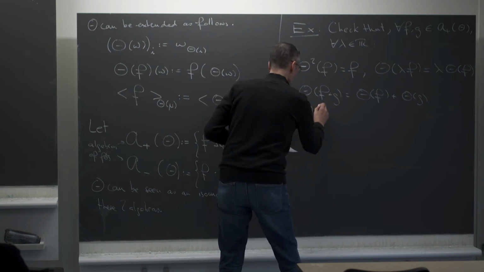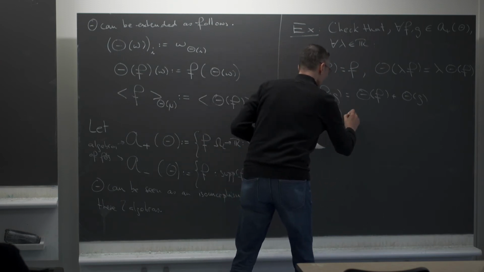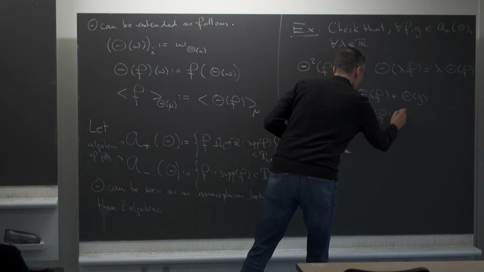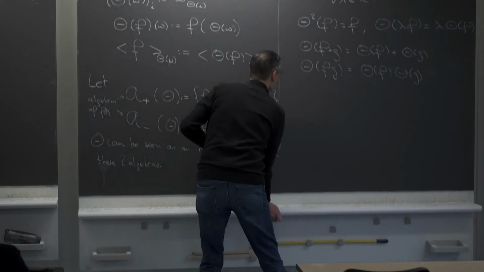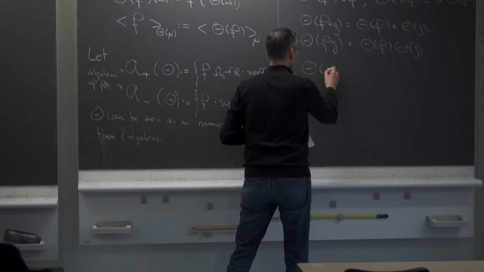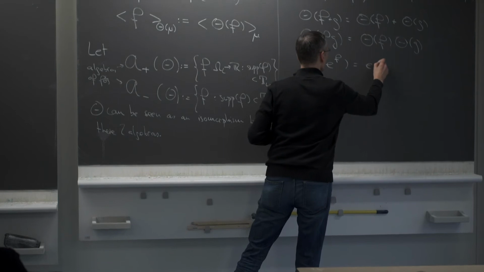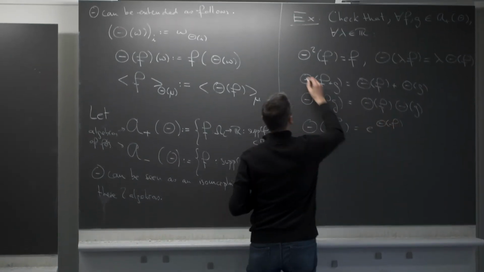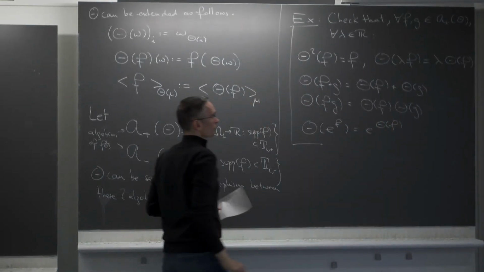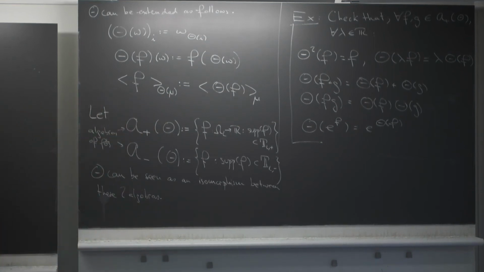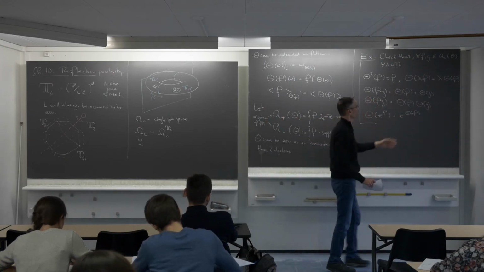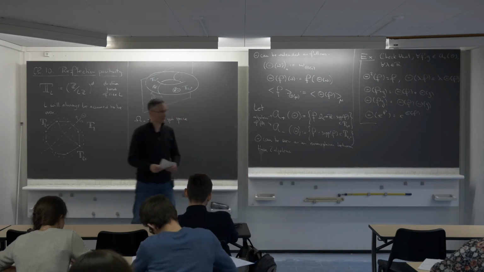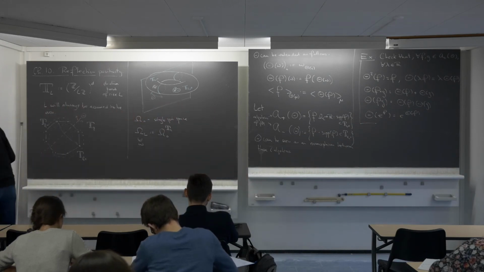Theta of fg is theta of f, theta of g. And the last thing I will need is theta of e to the f is e to the theta f. So all follow essentially immediately from the definition. So it's very simple. But these are manipulations that I will use. All these properties, I will use them in my computation all the time, so I wanted to state them explicitly.